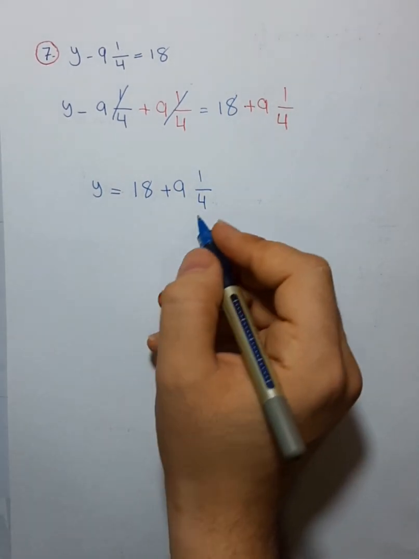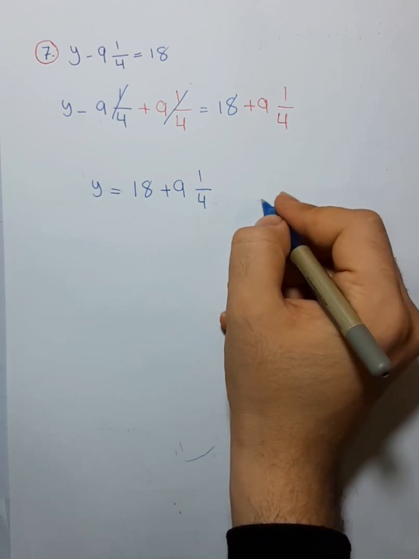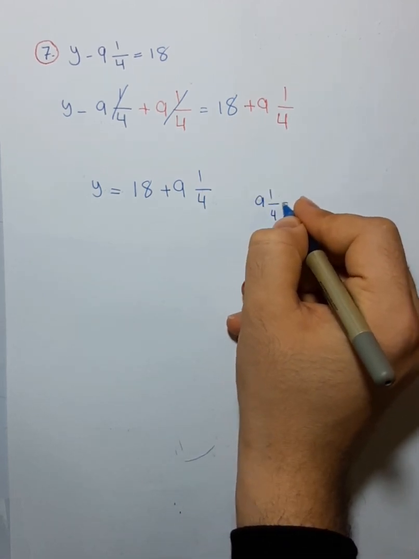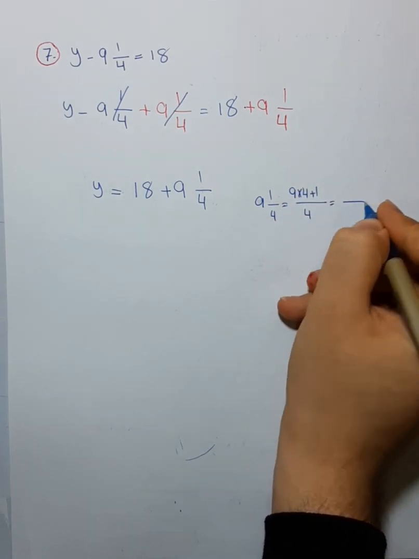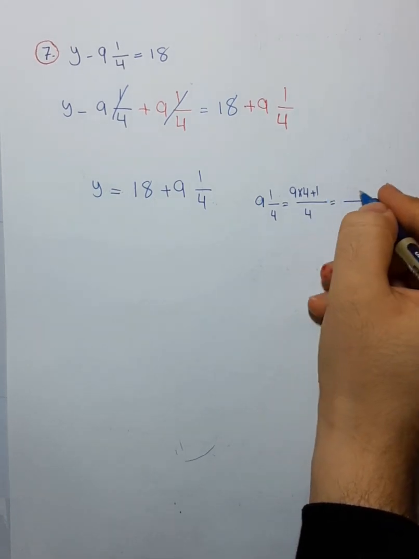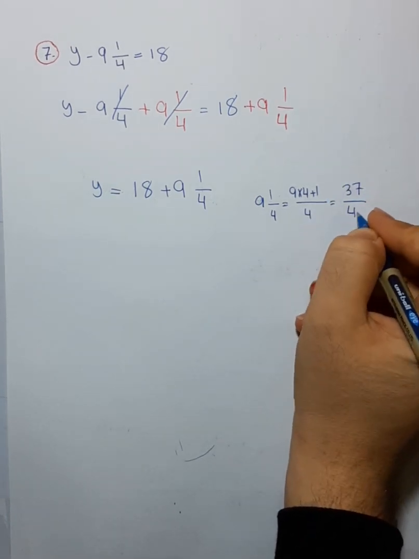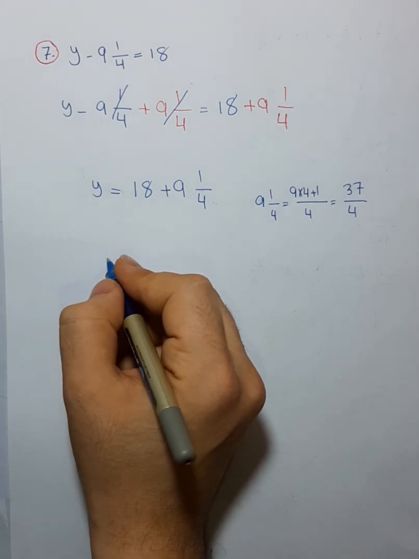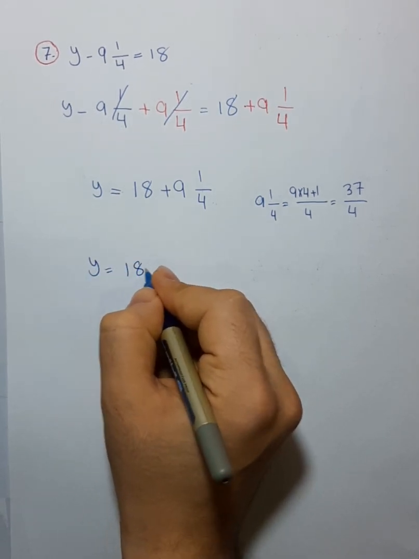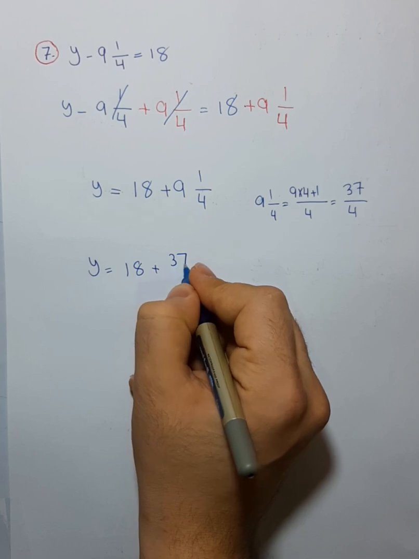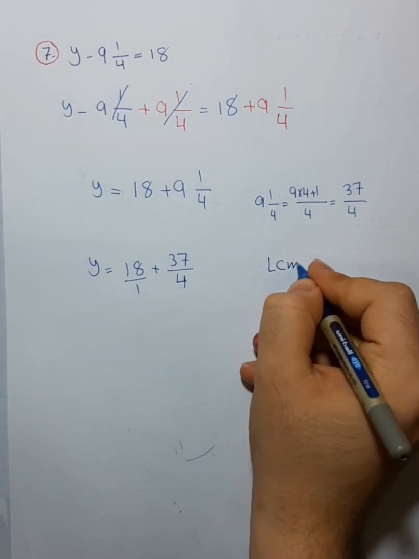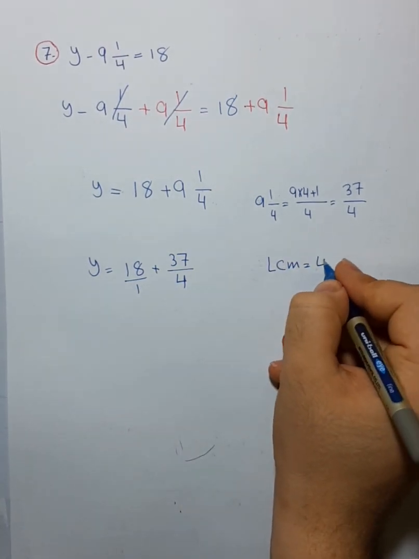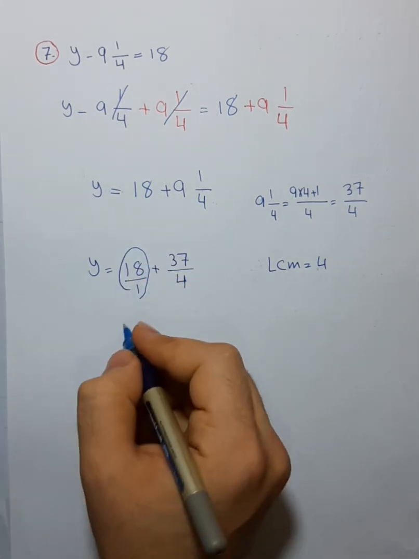We have to change this mixed number, 9 and 1 out of 4, to a fraction by this rule. 9 times 4 plus 1 out of 4. 9 times 4 equal to 36, plus 1, 37 out of 4. Now we have y equal to 18 plus 37 out of 4. You have to change this whole number to a fraction and find the least common multiple for 1 and 4, which is 4. You have to change only this fraction.